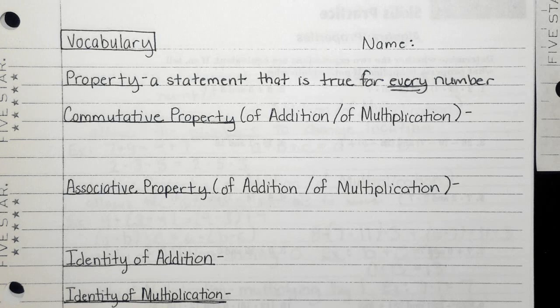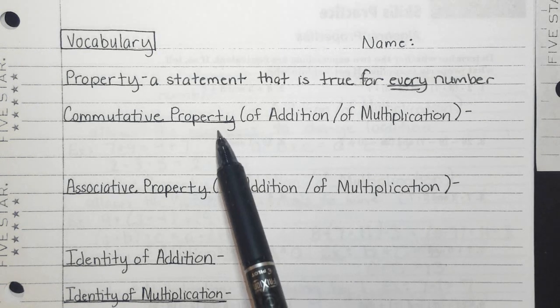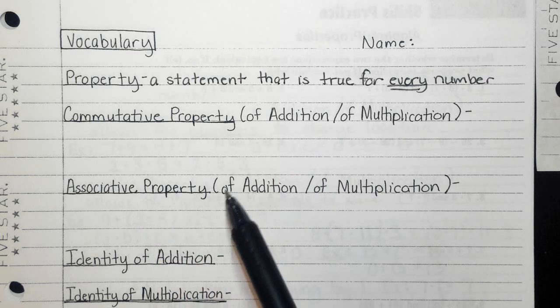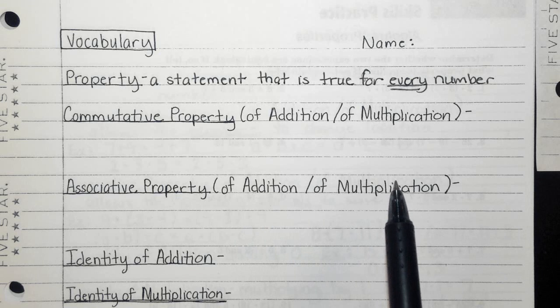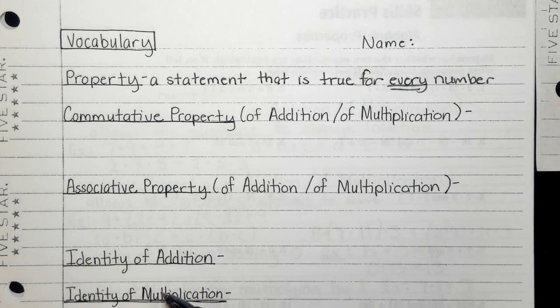Alright, today when we talk about these properties, we have 4 properties we're going to go over. One is the commutative property, and it says of addition and multiplication. Then we have the associative property of addition and of multiplication. Then we have an identity of addition, and we have an identity of multiplication. Everything we're doing today is adding and multiplying.